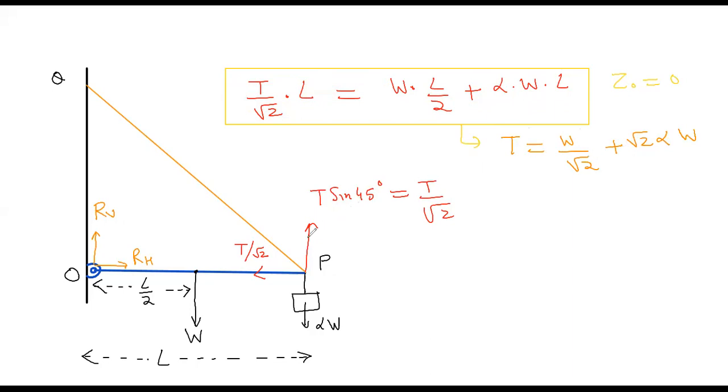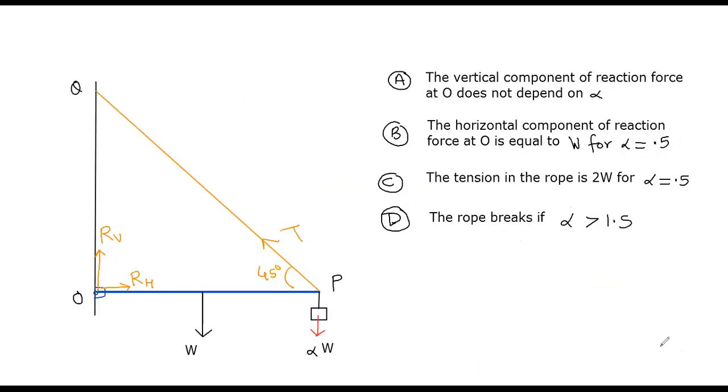Now, if you balance the vertical forces, you will get T by root 2 plus RV is equal to W plus alpha W. And if you balance the horizontal forces, you will get RH is equal to T by root 2. Now, the first part is the vertical component of reaction force at O does not depend on alpha. So let us try to find out the value of RV.